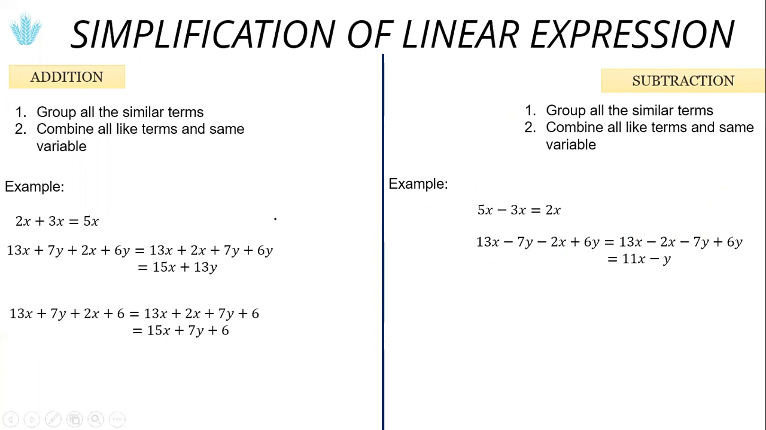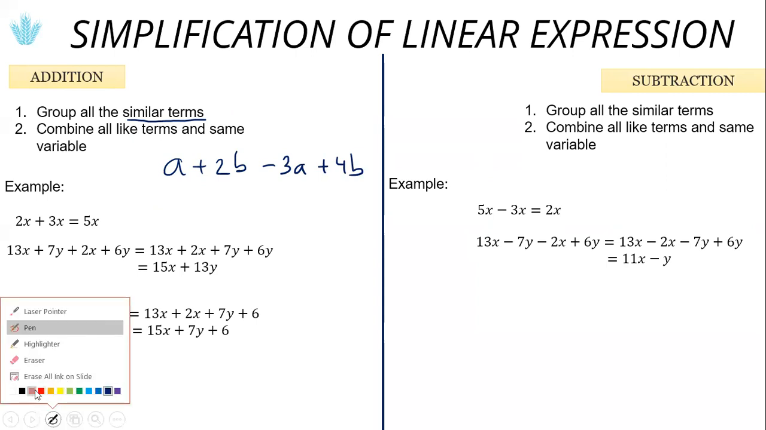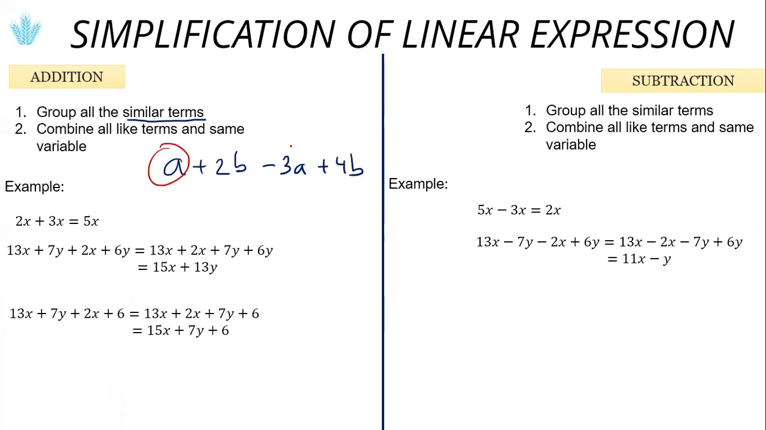So again, I will try to make sense of it. If you want to add or subtract, you have to use similar terms. Everything has to be the same first. For example, I'll give an example. A plus 2B minus 3A plus 4B. Addition and subtraction is combined. Let's look now. Which ones have like terms? A and minus 3A, right?